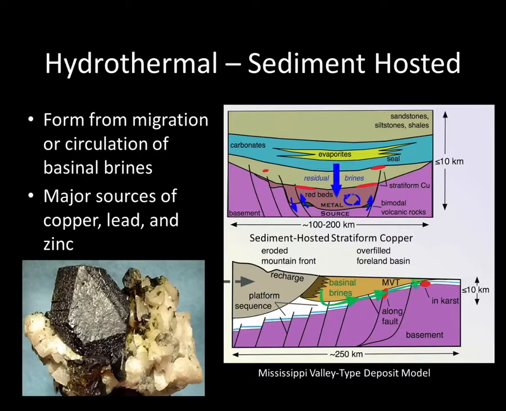The ores follow sedimentary layers and consist mostly of copper-bearing minerals. The copper is thought to have been leached from underlying rocks and deposited higher up in the sedimentary sequence by circulating or migrating copper-rich basinal fluids as depicted by the blue arrows in the top diagram. The largest sediment-hosted stratiform copper deposits are found in Zambia, the Democratic Republic of Congo, Northern Europe, and Russia.